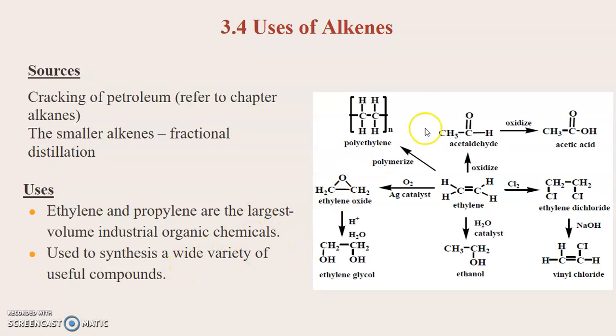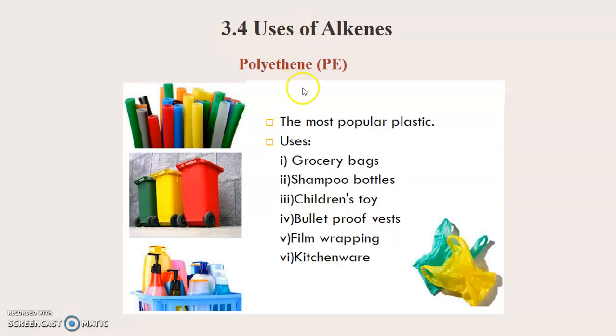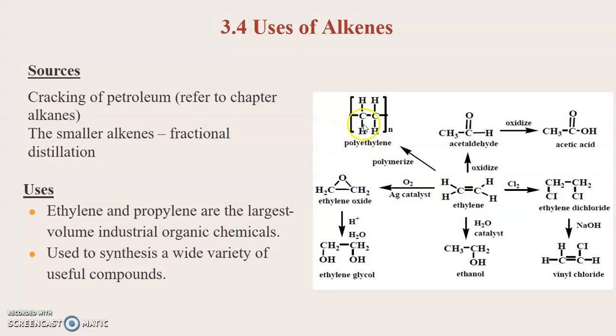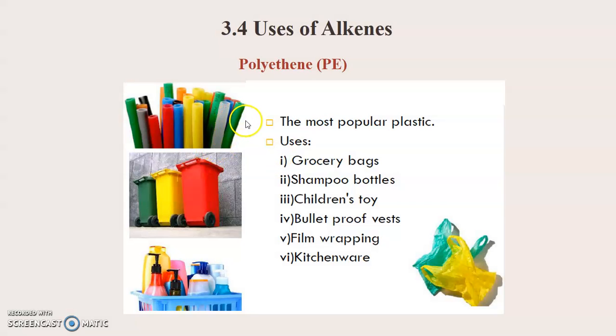I will show you a bit later. So this is ethylene. Ethylene is used to produce ethylene oxide, polyethylene, acetaldehyde, acetic acid, ethylene dichloride, vinyl chloride, ethanol, and ethylene glycol. So this is polyethylene, a polymer. Polyethylene is popularly used in the plastic industry to produce grocery bags, shampoo bottles, plastic bottles, children's toys, bulletproof vests, film wrapping, and also kitchenware.